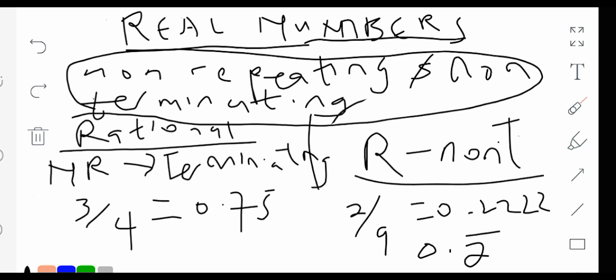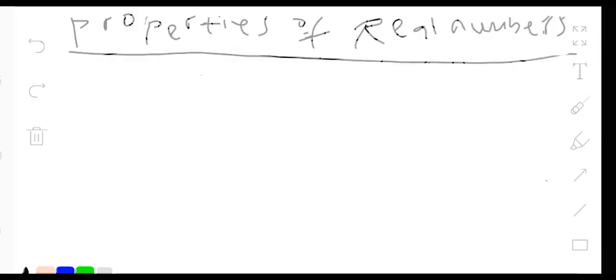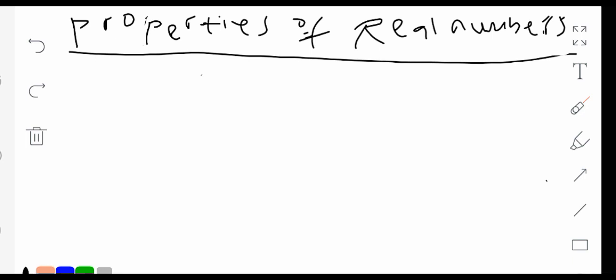So rational numbers can be non-repeating but terminating and can also be repeating but non-terminating. But when you have a number that is non-repeating and non-terminating, that's an irrational number. It does not repeat itself and does not terminate, it does not stop. That's an irrational number. So let's go to the properties of real numbers.